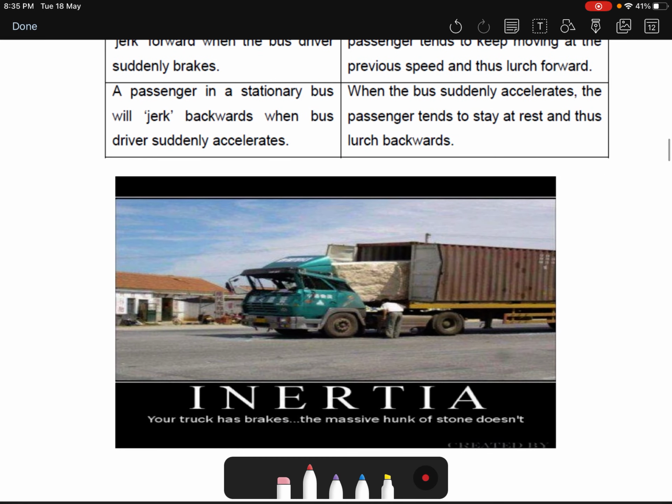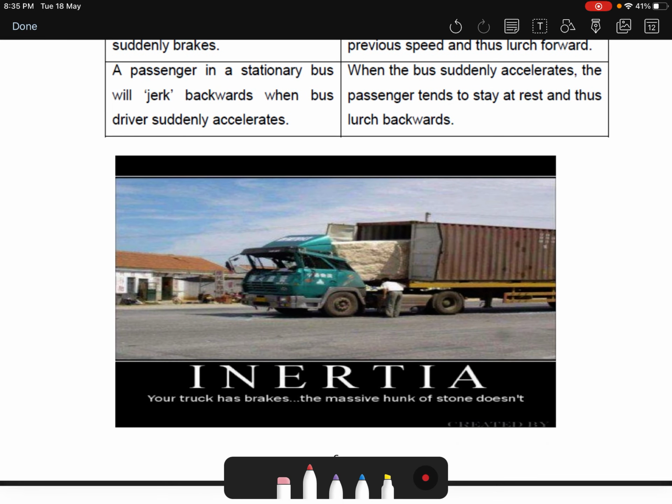If you look at this diagram, the lorry has a huge chunk of stone inside. When the lorry suddenly stops or suddenly brakes, the stone will continue to move forward due to inertia. So inertia can be quite dangerous.